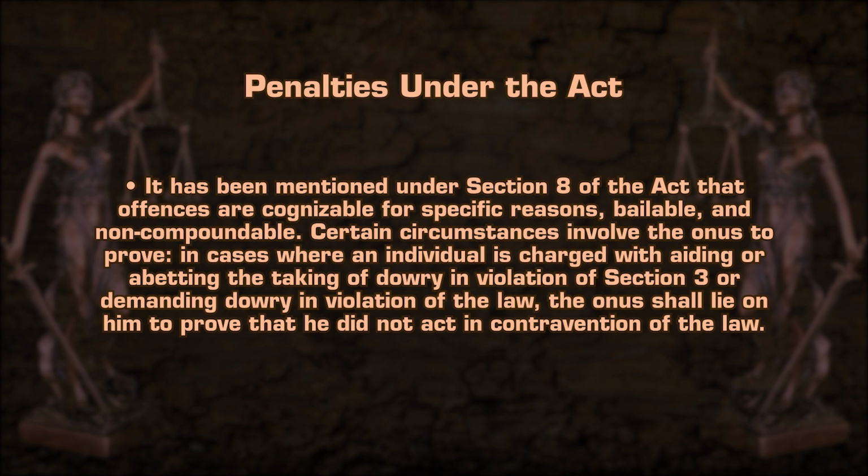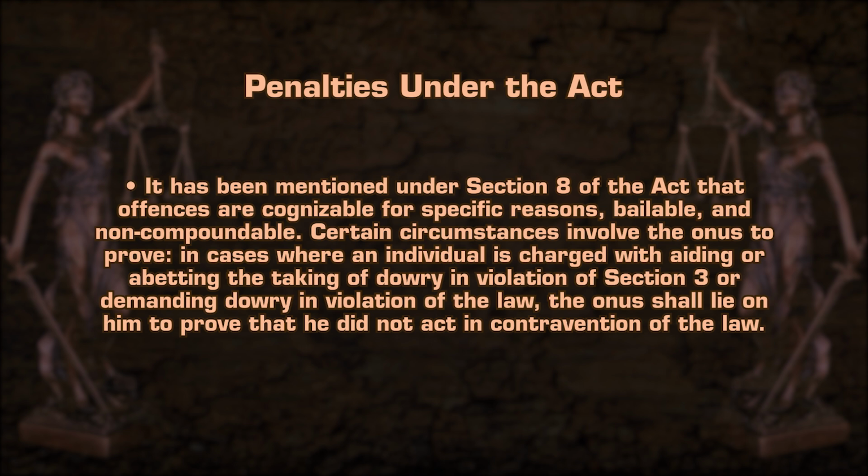Students, any person convicted of an offence pursuant to this Act may have a metropolitan magistrate or a judicial magistrate of first class impose any sentence authorized by this Act. It has been mentioned under Section 8 of the Act that offences are cognizable for specific reasons, bailable and non-compoundable.